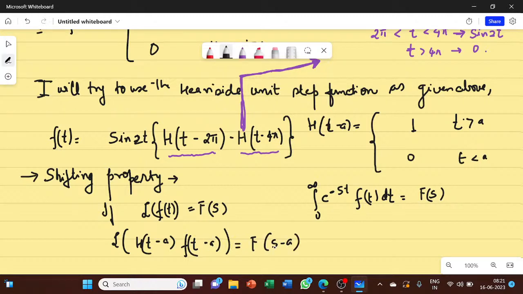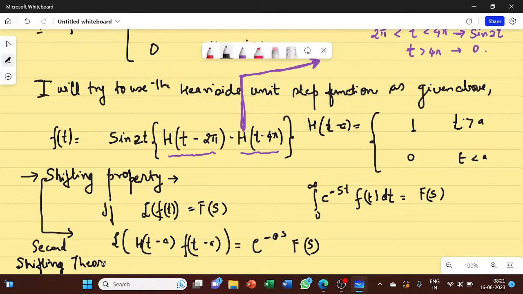Sorry, my mistake. It is equal to e to the power of minus as into F(s). This is called your second shifting theorem. I'm just reminding you of all those things which we have done till now. So this is called the second shifting theorem. Just memorize it.